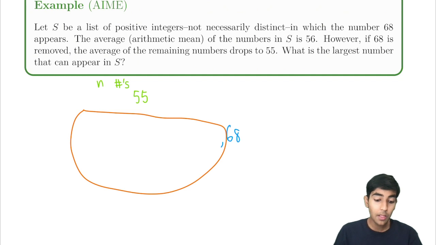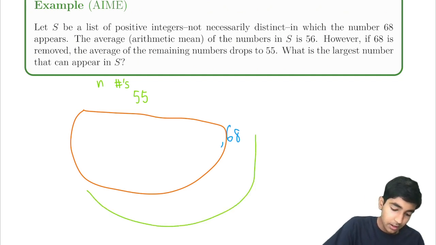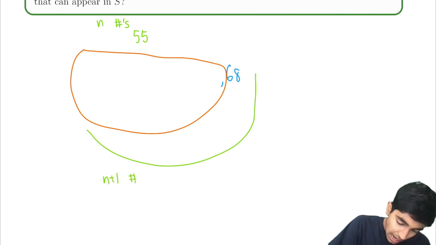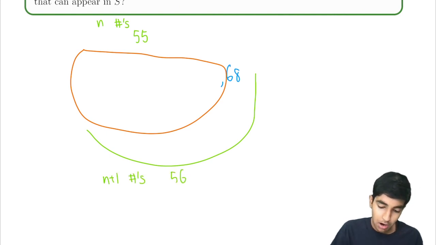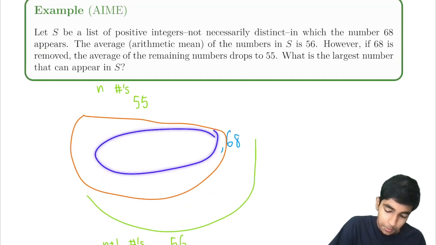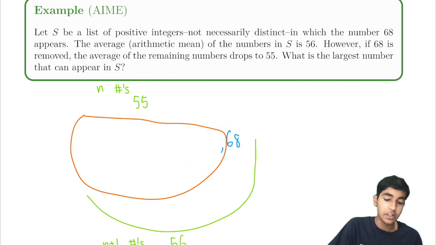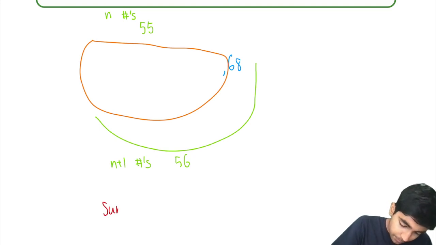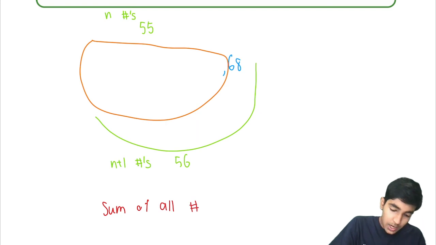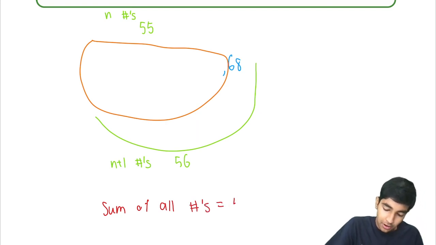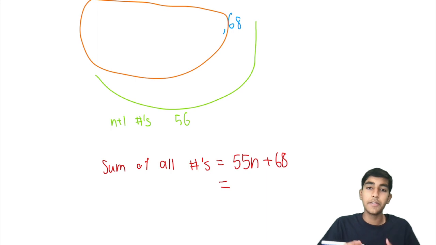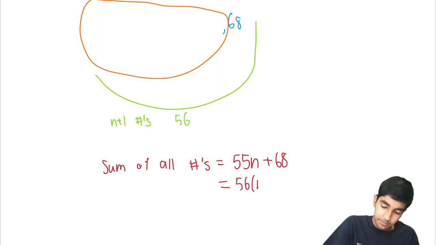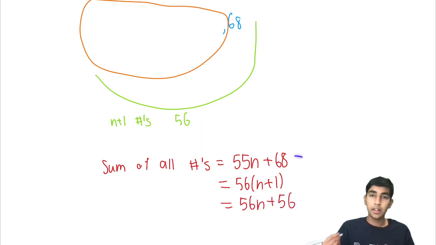But all numbers combined have an average of 56. So n plus 1 numbers average 56, right? That's what's given in the problem: there's n numbers here and one number here, so n plus 1 total numbers that have an average of 56. So what is the total sum? One way is that n numbers have an average of 55, so 55n plus 68. Another way is that all n plus 1 numbers have an average of 56, so 56 times n plus 1. Setting these equal, we get 56n plus 56 equals 55n plus 68.